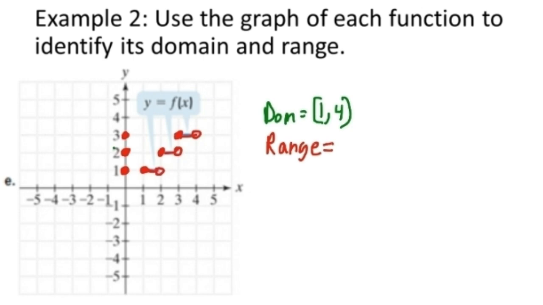So all my possible y values for this graph are 1, 2, and 3. Instead of using interval notation, we're going to list it out as a set using the curly braces. And my range is the set containing 1, 2, and 3.